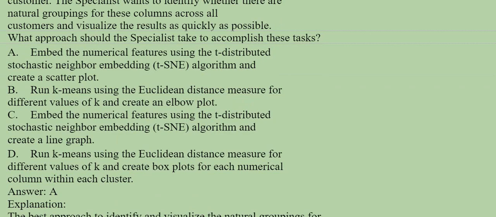Option D. Run k-means using the Euclidean distance measure for different values of k and create box plots for each numerical column within each cluster. Correct answer is option A.